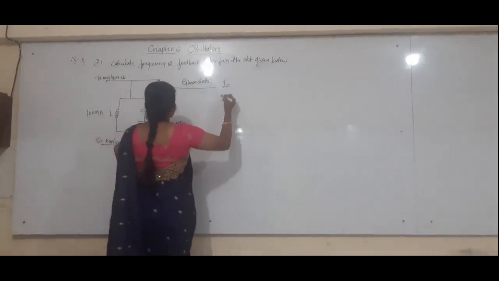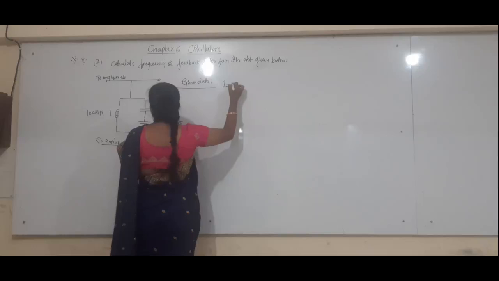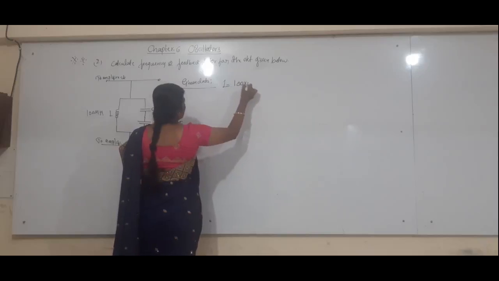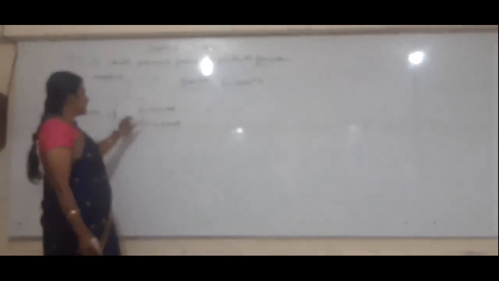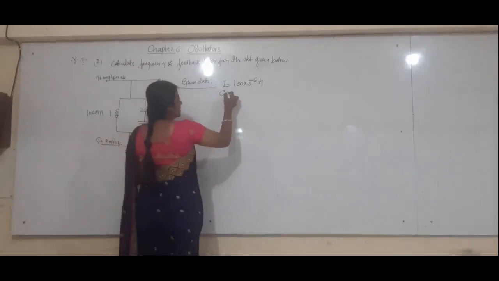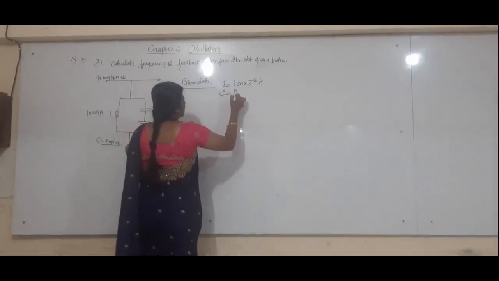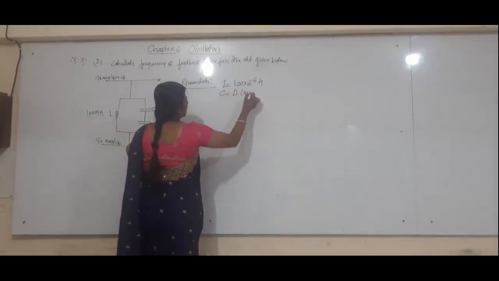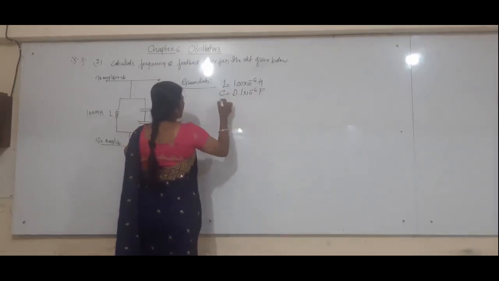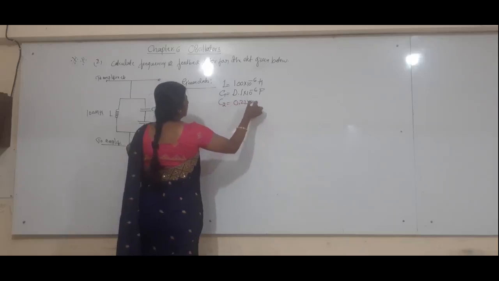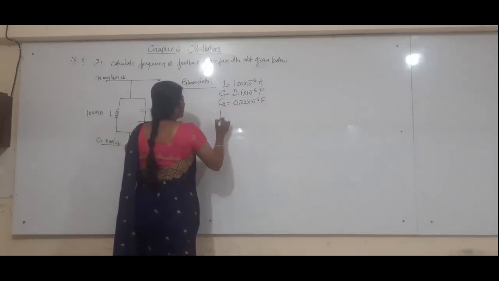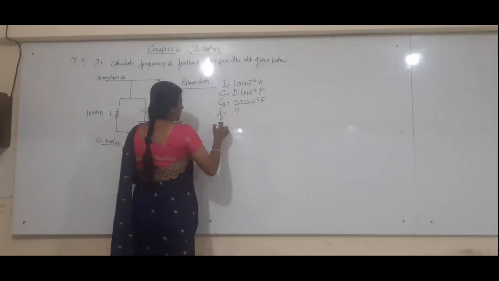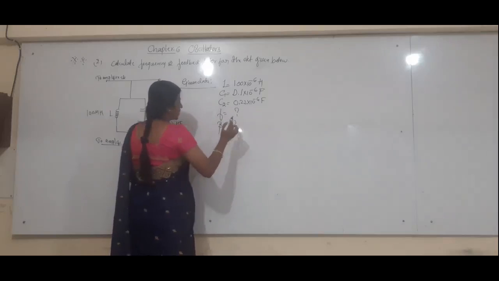Inductance is given. Inductance value is how much? 100 microhenry. Micro means 10 raised to minus 6 Henry. Capacitance is given as 0.1 microfarad, C1. C2 is given as 0.22 microfarad, and they have asked to find out the frequency of oscillation f, as well as the beta factor, the feedback fraction.